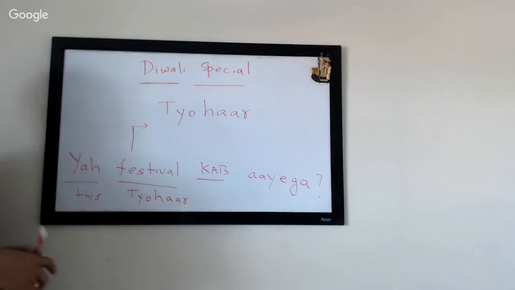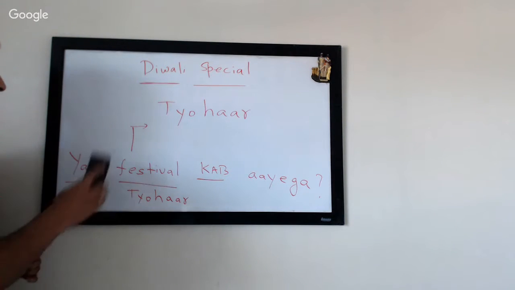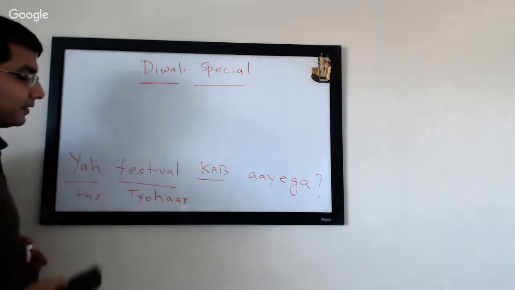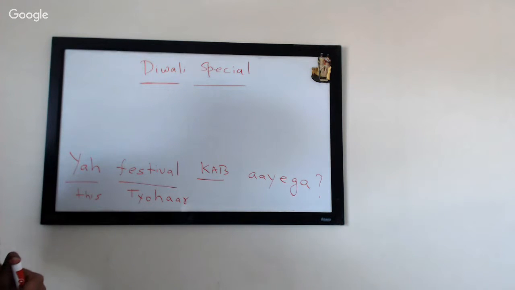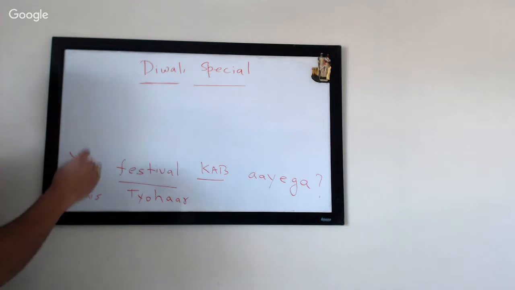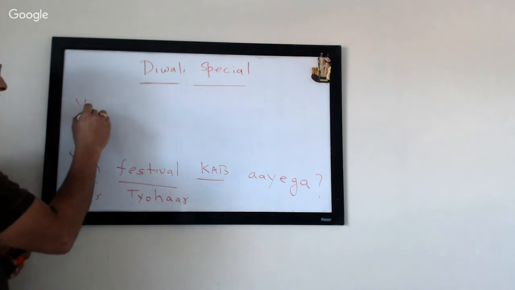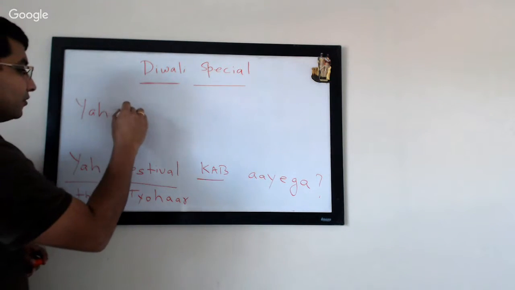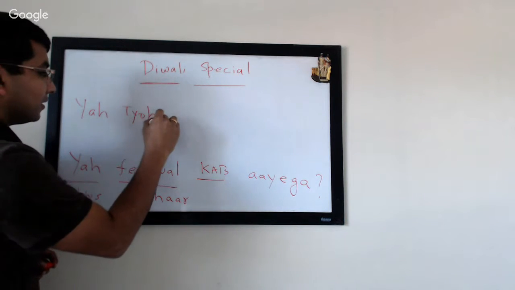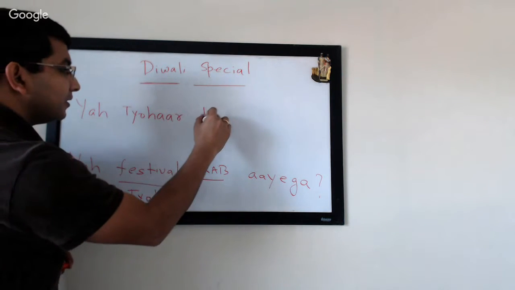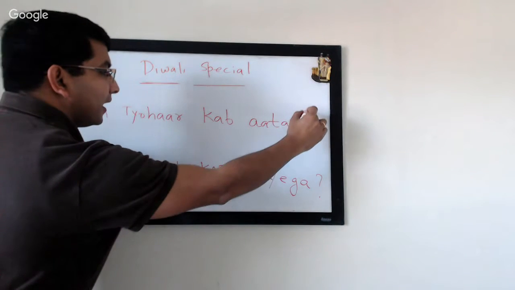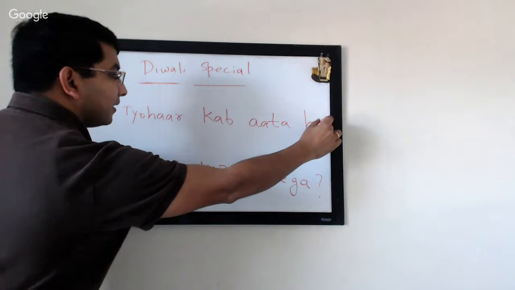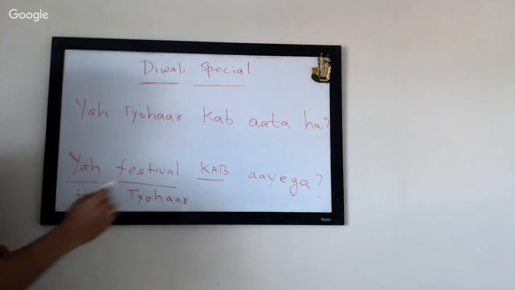Or if you want to say the same thing in present indefinite, right? Because it comes, let's say, every year. The festival comes in a particular frequency, so then it becomes like a regular thing. So the same thing you can say in a present indefinite way as यह त्योहार कब आता है.